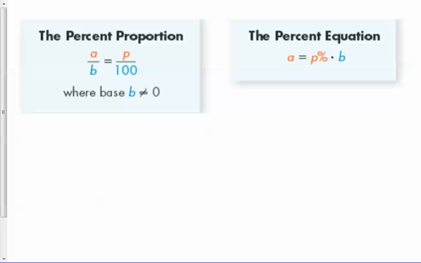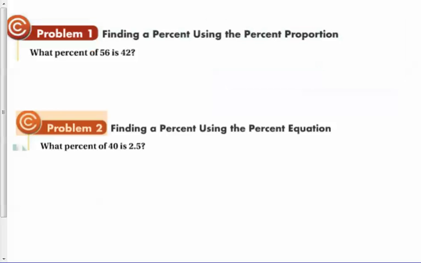I call this one PQR. Percent times the quantity equals the result, but the book uses A equals P percent times B, which works. But if you check it out, this is pretty simple. A couple easy breezy problems.